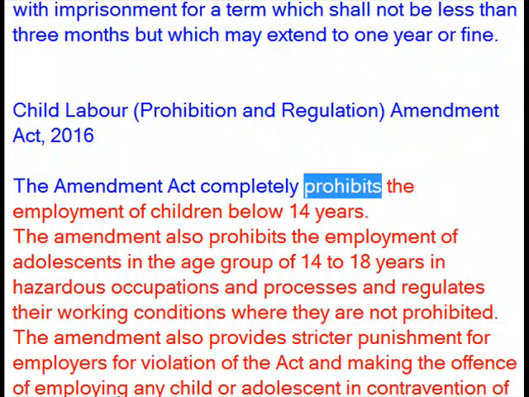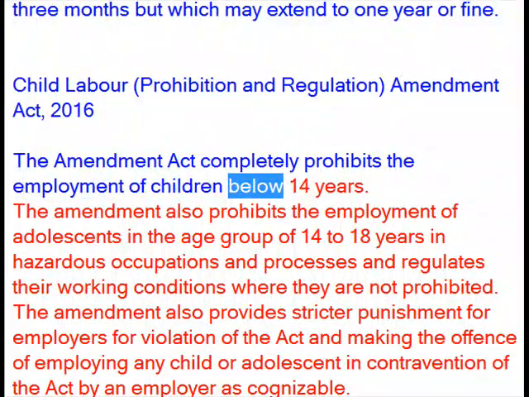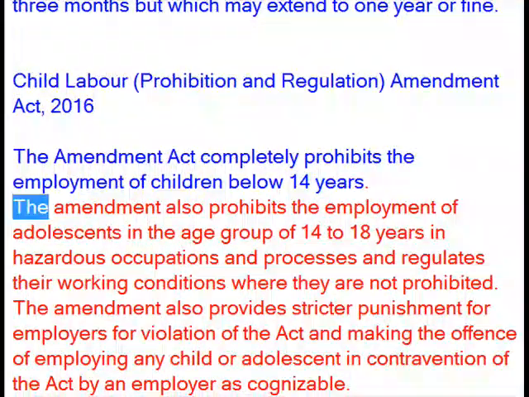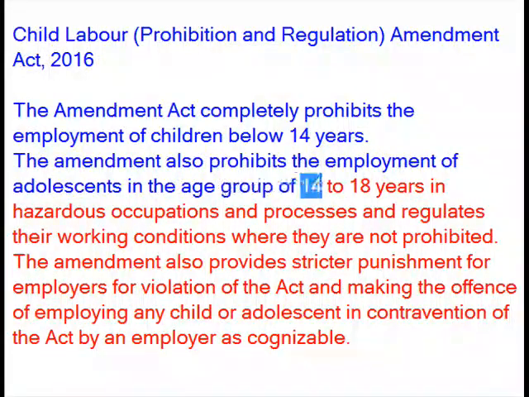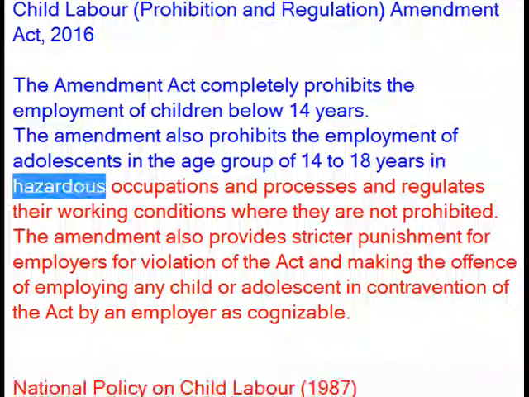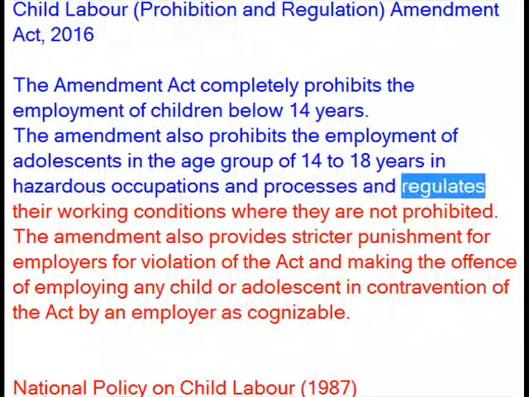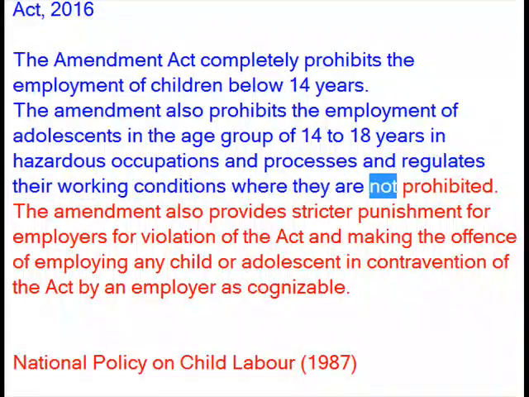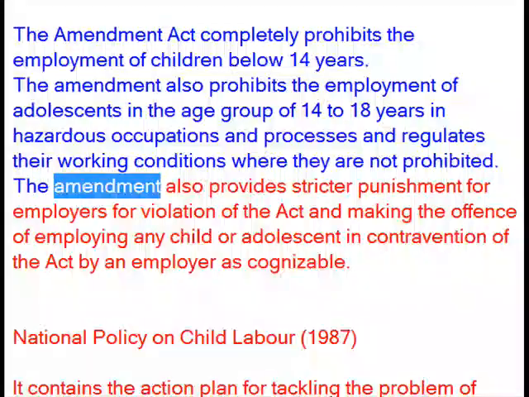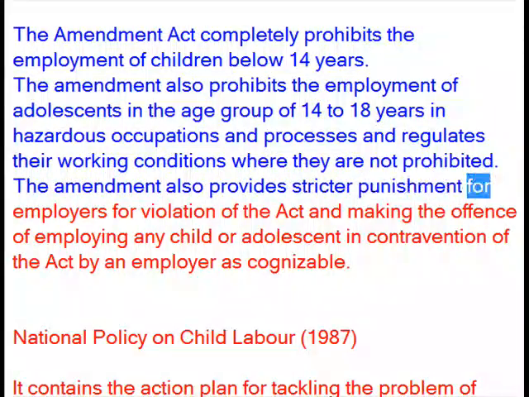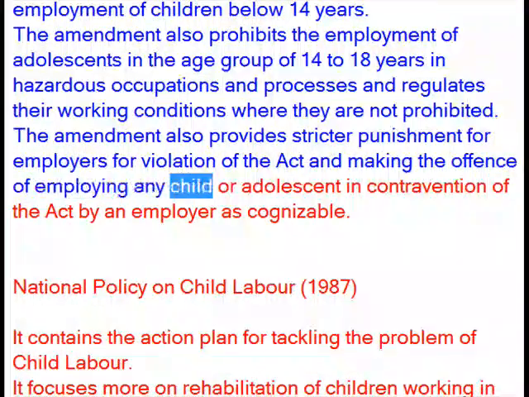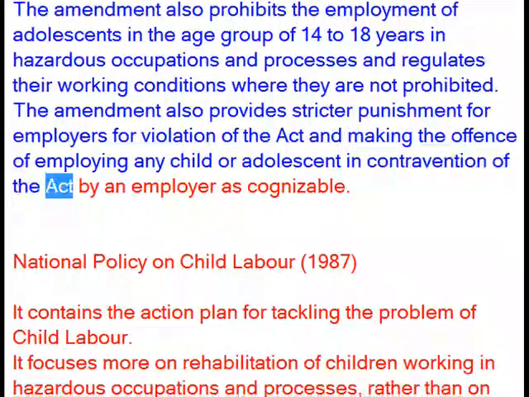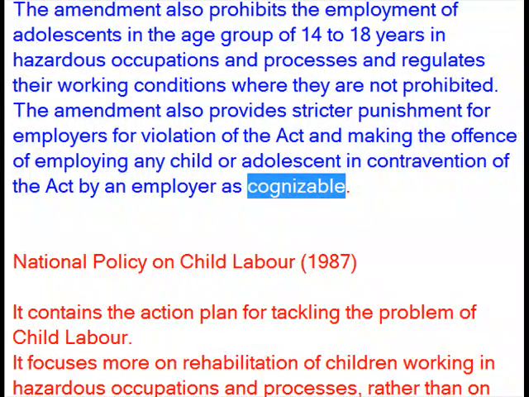The Amendment Act completely prohibits the employment of children below 14 years. The amendment also prohibits the employment of adolescents in the age group of 14 to 18 years in hazardous occupations and processes and regulates their working conditions where they are not prohibited. The amendment also provides stricter punishment for employers for violation of the Act, making the offense of employing any child or adolescent in contravention of the Act by an employer cognizable.